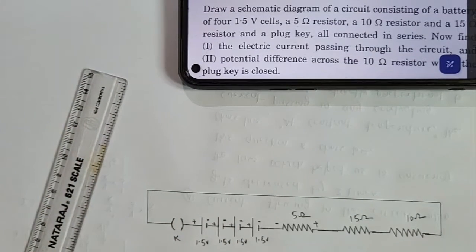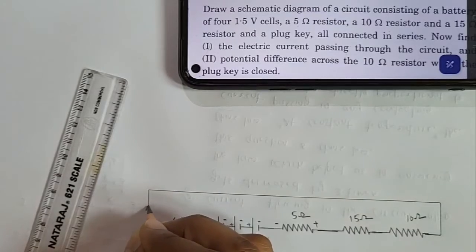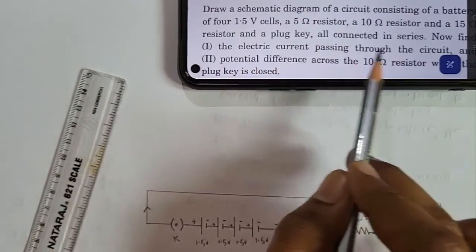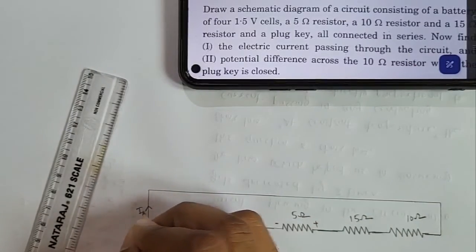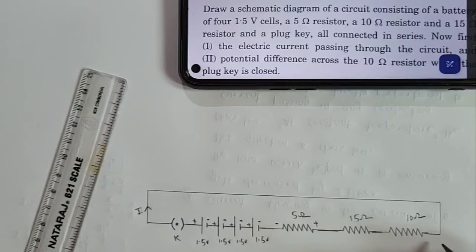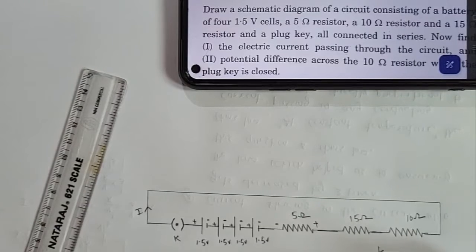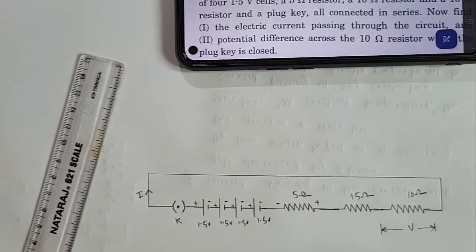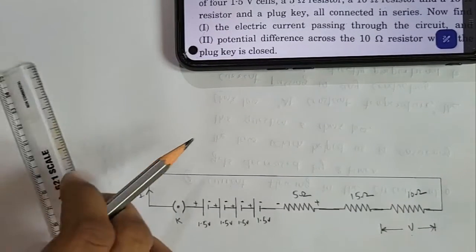Now this is a circuit. Now when the plug key is closed, current will pass in this direction. Now he asked you to find out the electric current passing through the circuit. This current you need to find, and also the potential difference across the 10 ohm resistance, from here to here, this voltage. This we have to find. Okay, this voltage and this current we need to find.